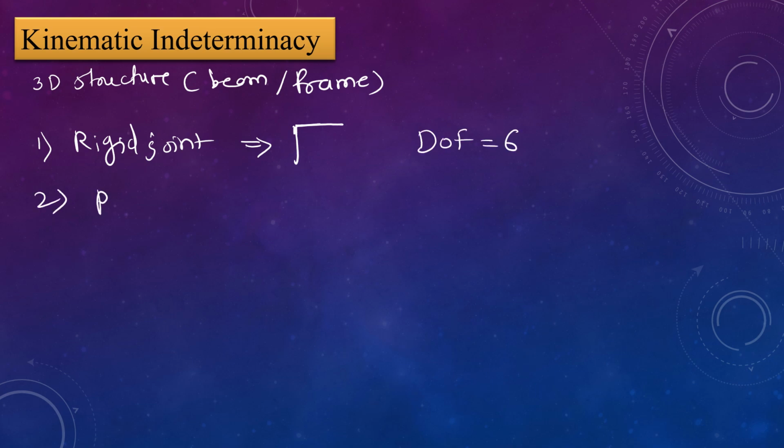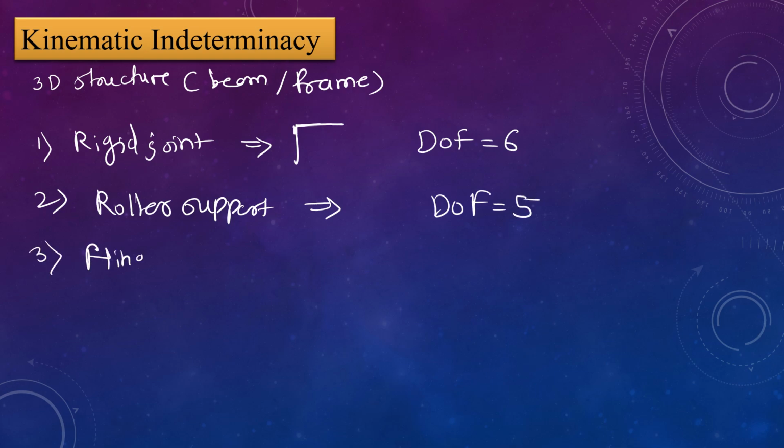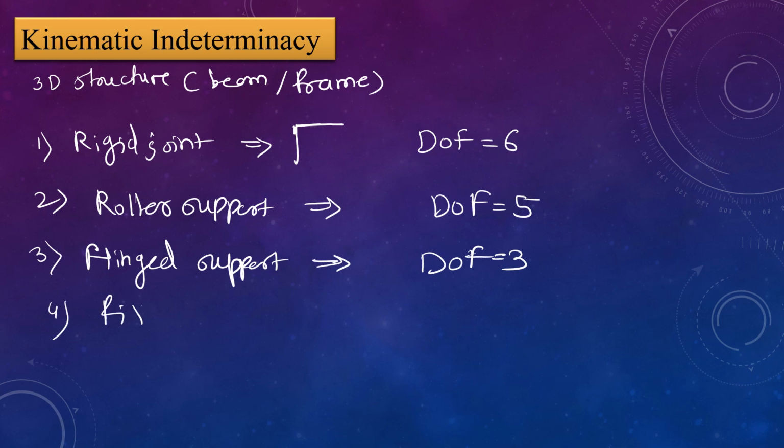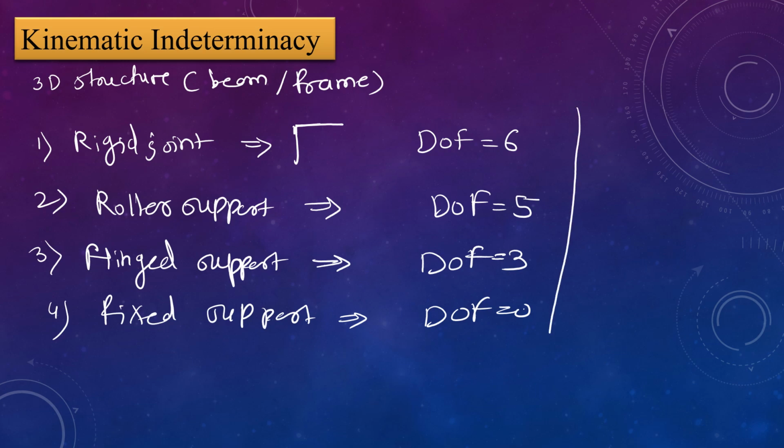Then second is the roller support, and for roller support the degree of freedom is 5. Then third, for hinge support, the degree of freedom is 3. And last is fixed support. For fixed support, the degree of freedom is 0. So these are the degrees of freedom for different kinds of supports in a 3D structure.